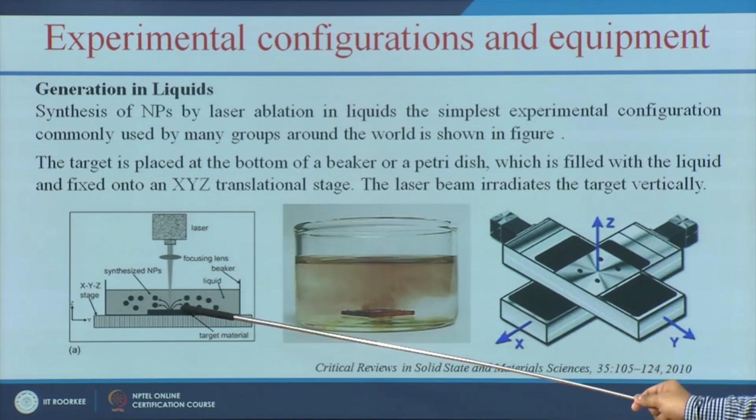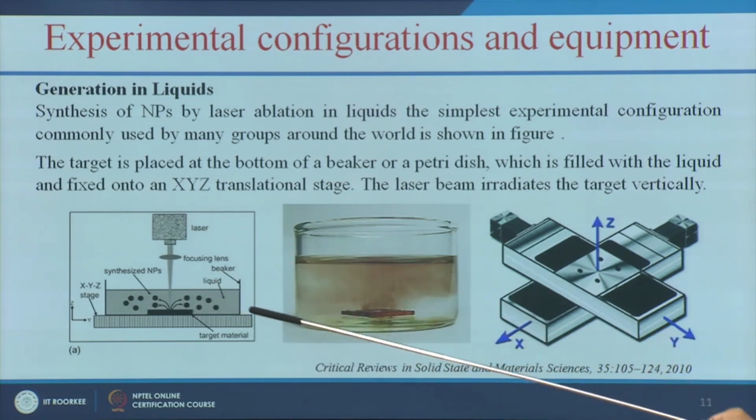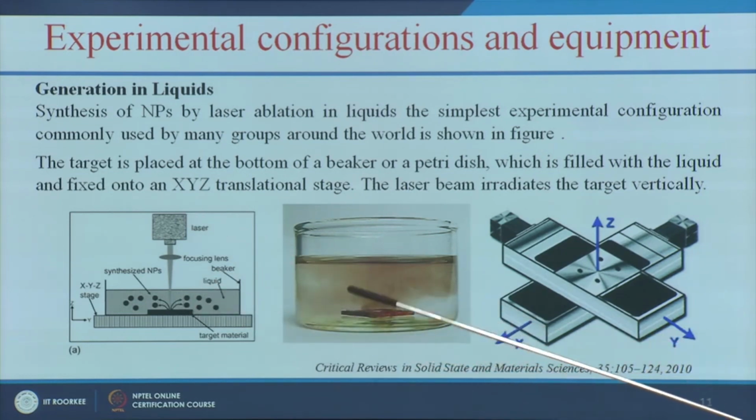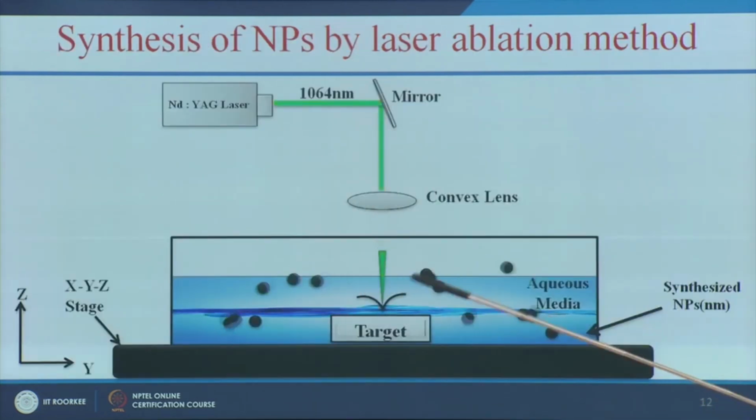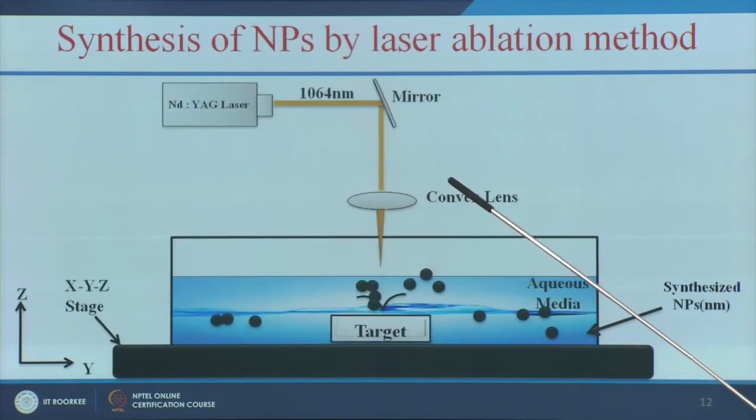And when you apply the laser light, it will vaporize the material, and the nanoparticle can be obtained in the colloidal solution form. And here we can use that x, y, z stage to move the target, and you can utilize the complete material for making the nanoparticles. So, this animation will give you a clear idea how the laser ablation works.